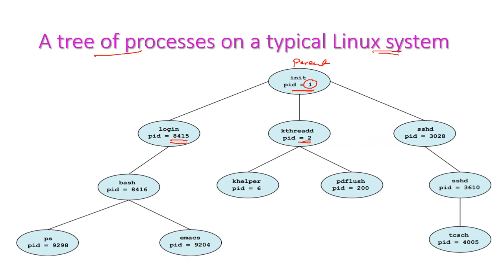Here init is our parent process, and it will create the login, kthread and sshd processes. Again, login will create the bash process, and bash has two children: first ps and then emacs. All the processes have their own PID, a unique number, and we refer to a process only by means of this unique ID, that is PID.